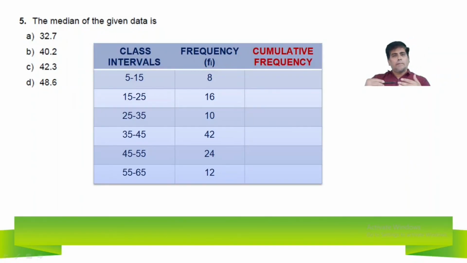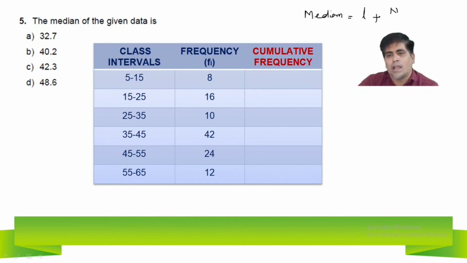Here it is asking for the median. So what is the median formula? What did you learn in your course? I am writing here: median is equal to L plus (n by 2 minus capital F) by small f into C. C or H also we can write, no problem at all.